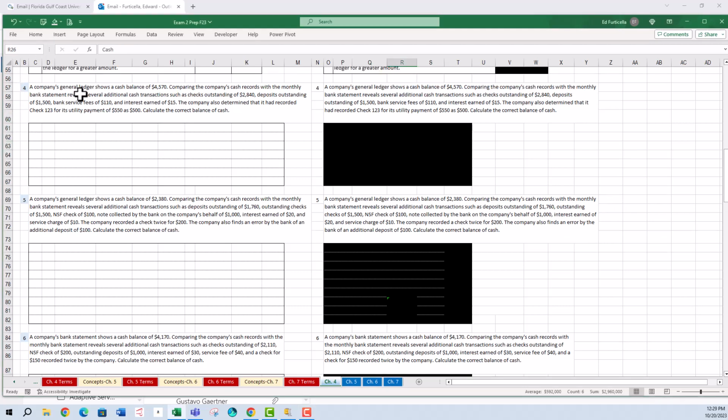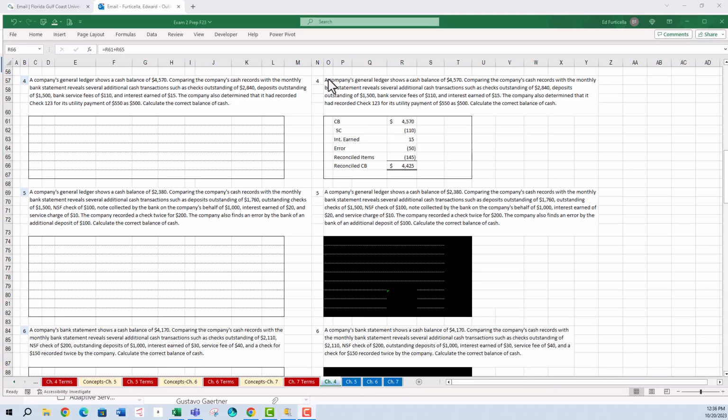A company's general ledger shows a cash balance of $4,570. Comparing the company's cash records with the monthly bank statement reveals several additional cash transactions, such as checks outstanding, deposits outstanding, bank service charge, interest earned. The company also determined that it had recorded check 123 for its utility payment of $550 as $500. Calculate the correct balance for cash.